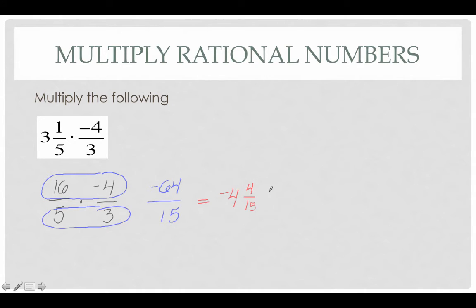So there we go. We simplified it as a mixed number and then 4 over 15. I can't simplify that fraction anymore. There are no common numbers that go into 4 or 15. So there's my final answer. 3 1/5 times negative 4 thirds is negative 4 4 fifteenths.